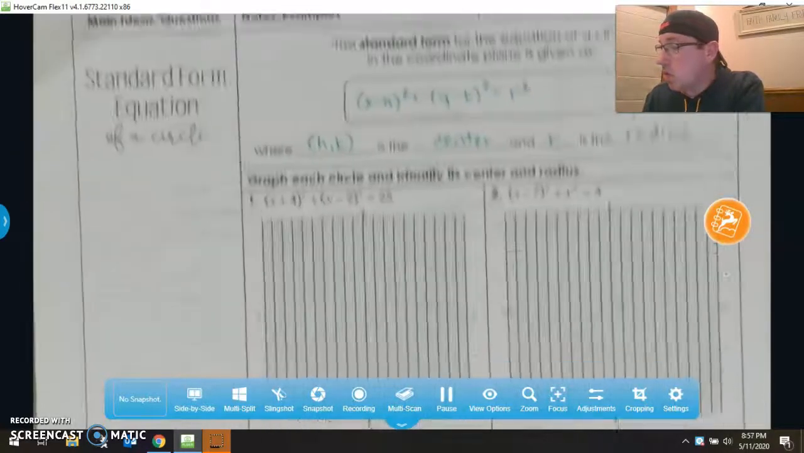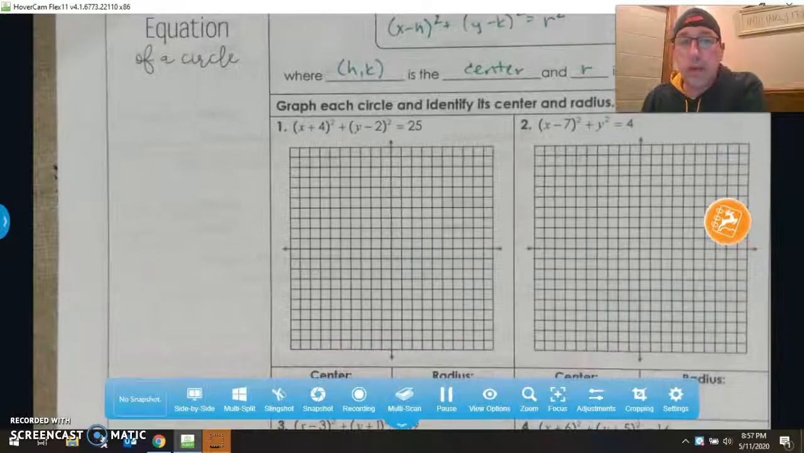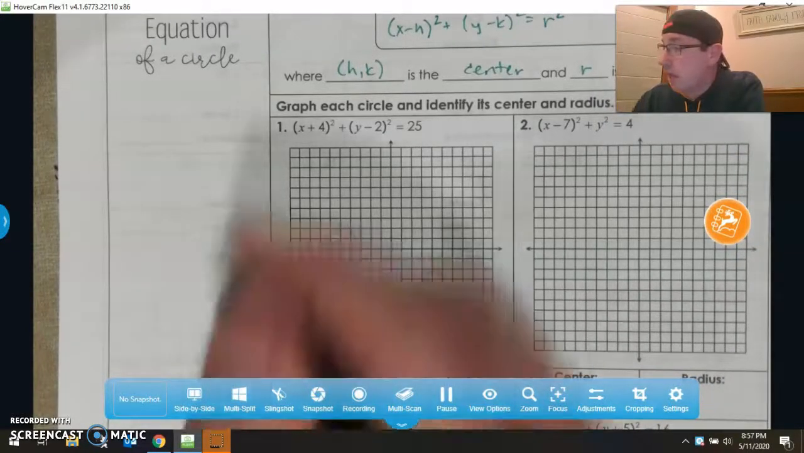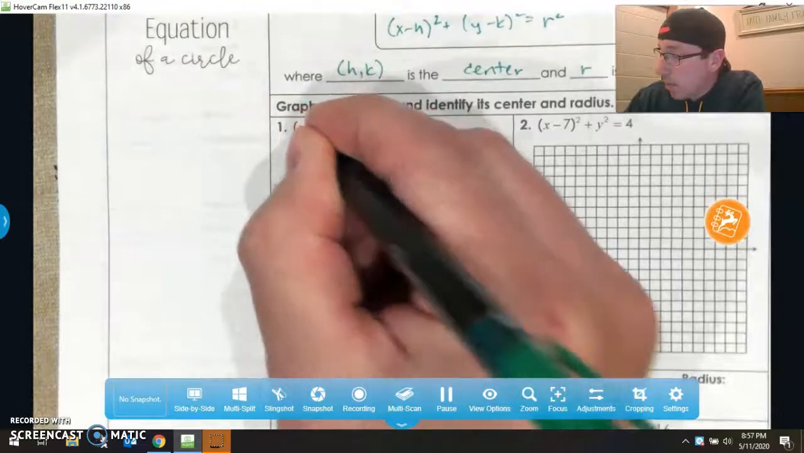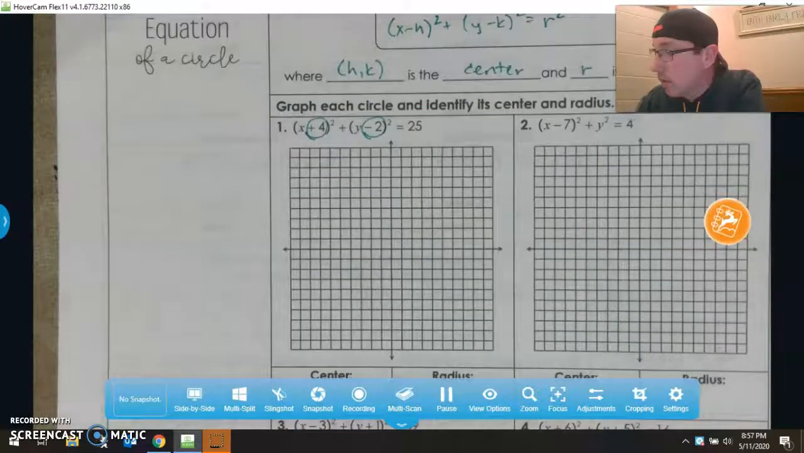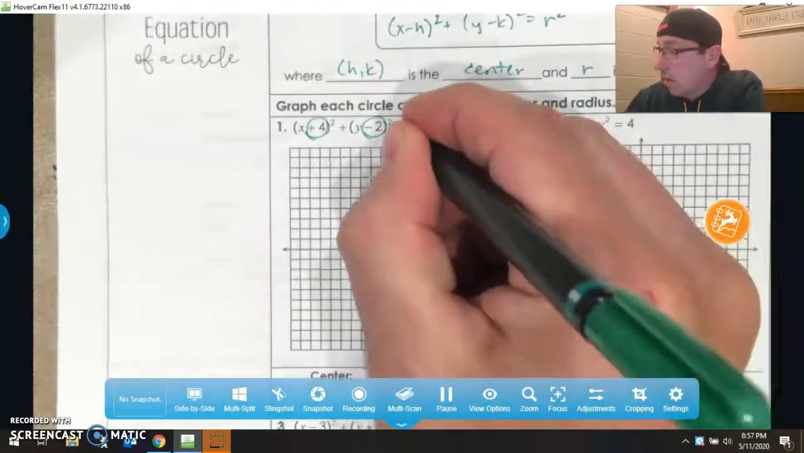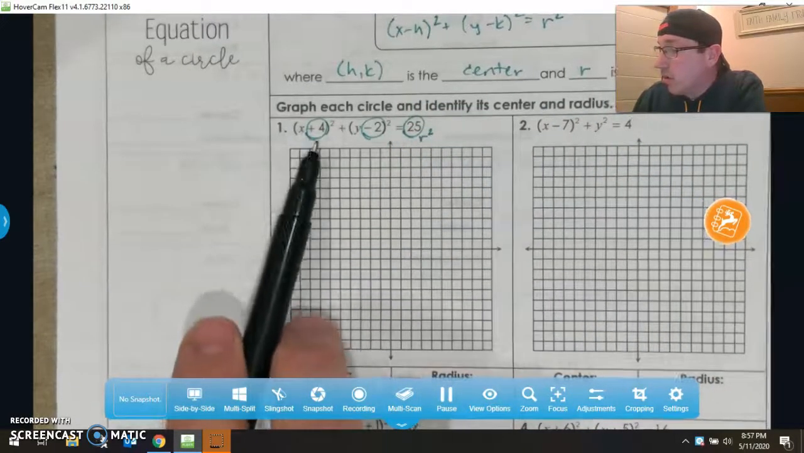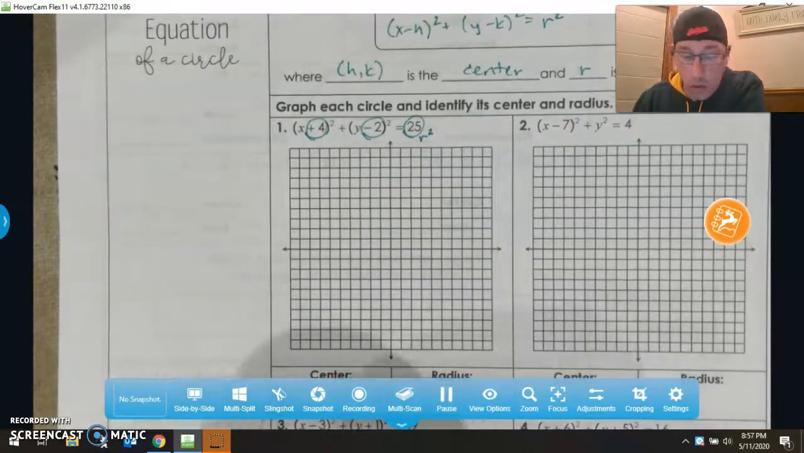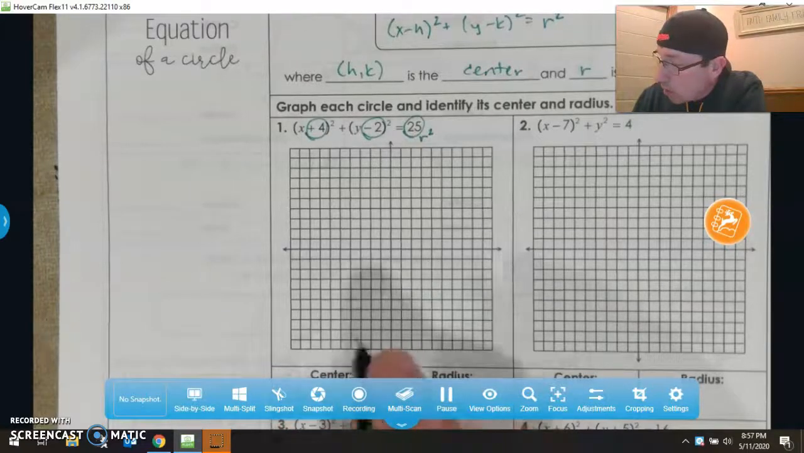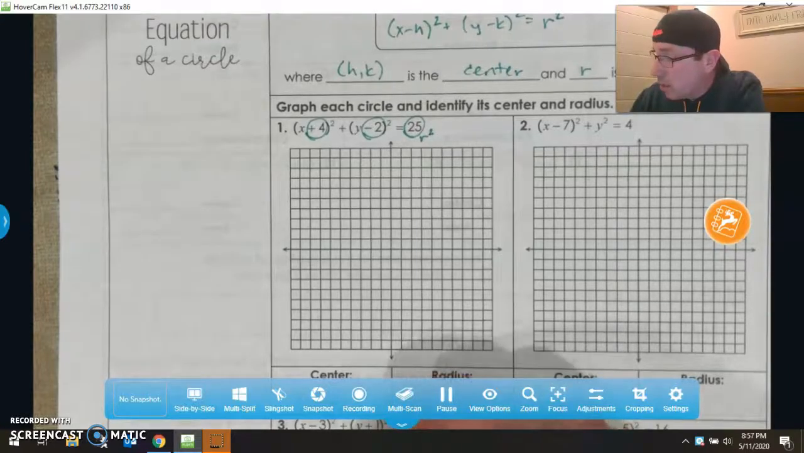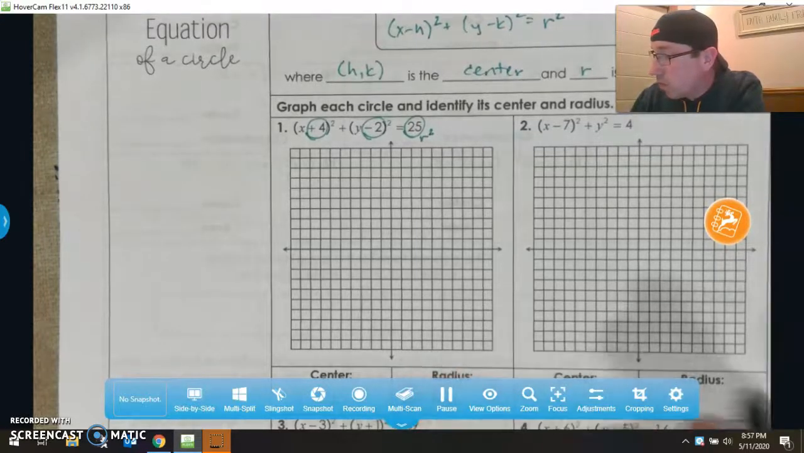Okay, if we take a look at number 1, we have (x plus 4) squared plus (y minus 2) squared equals 25. That means I'm going to look at this number, and I'm going to look at this number, and this is going to be r squared. So my center will be the opposite of 4, or negative 4, and the opposite of negative 2, which is positive 2. My radius will be the square root of 25, which is 5.